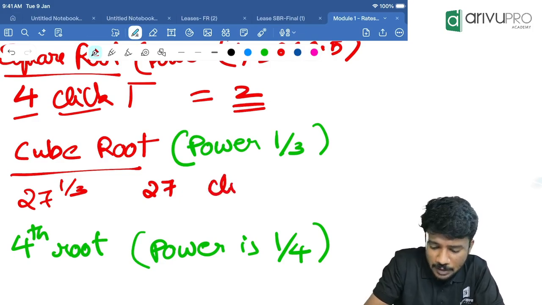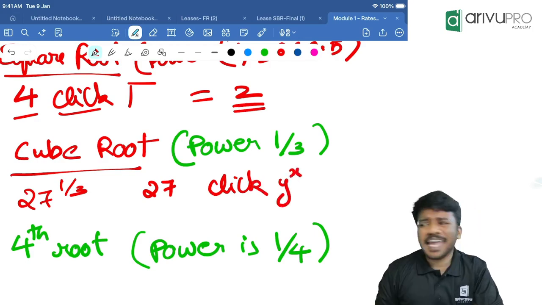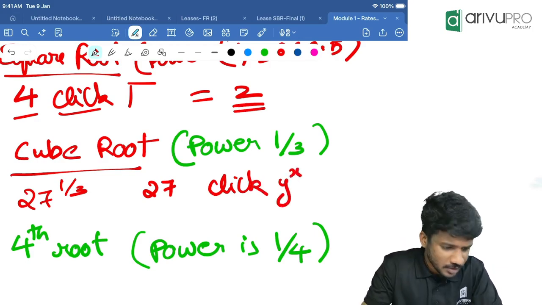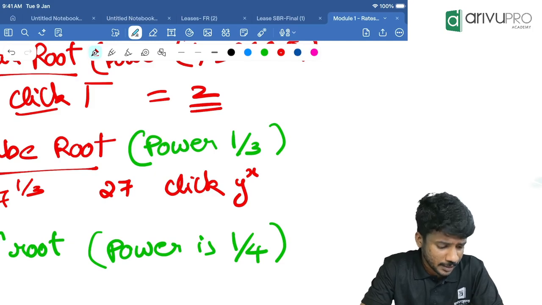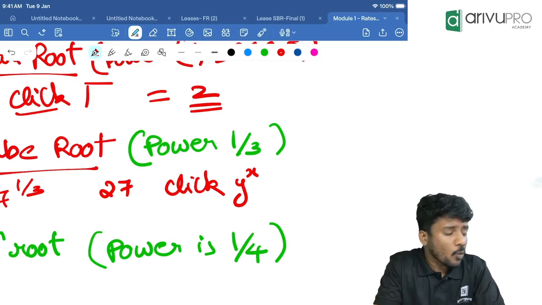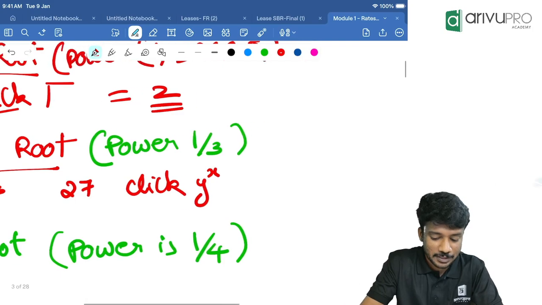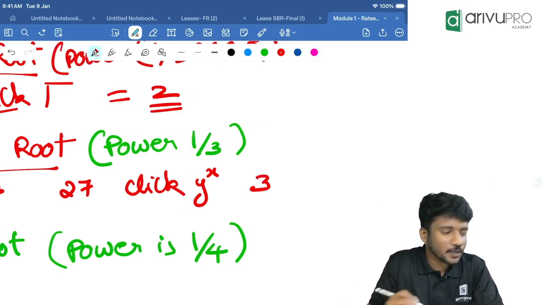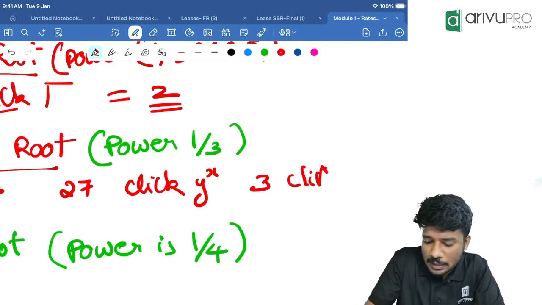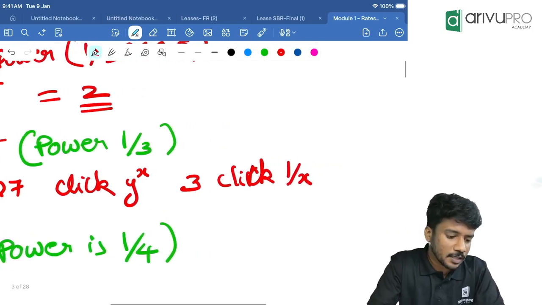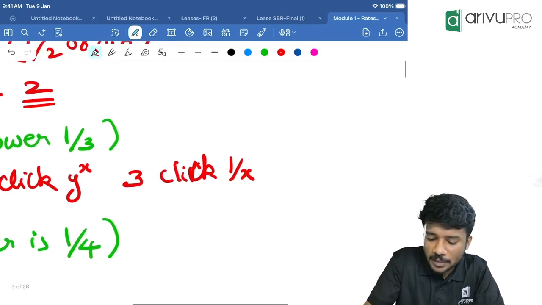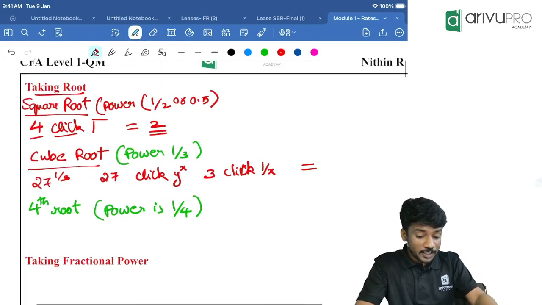That is the next step. Then after clicking the y raised to x button, we need to find the value of 1 by x. In order to find 1 by x, you can type 3 on your calculator because it is 1 by 3. Then click the 1 by x button. After that, you can click equal to. What did we do over here?